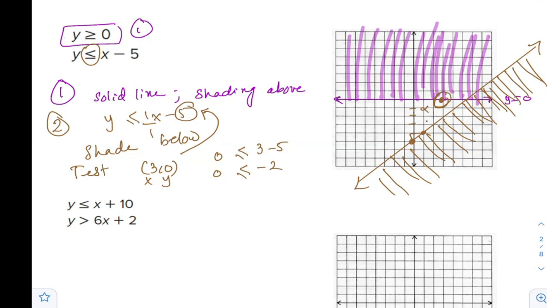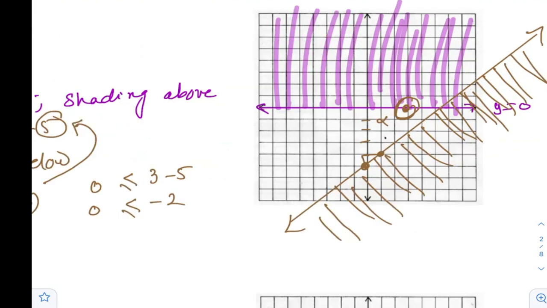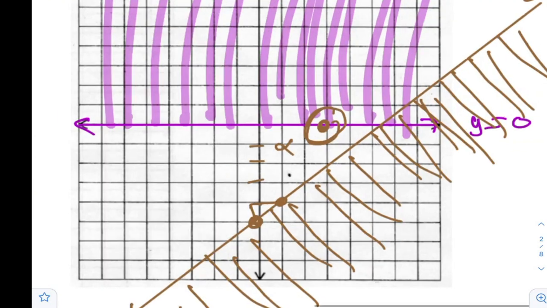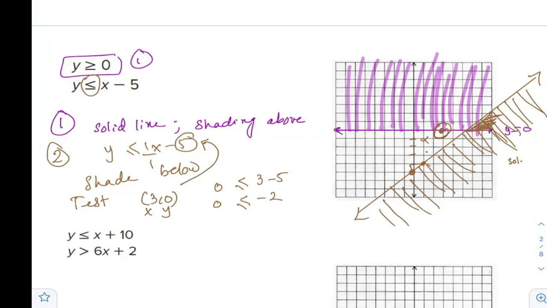So where is my solution? This is the region that includes both shadings. This is the solution. Remember, I will not solve the system of inequalities algebraically. I will just use graphing.